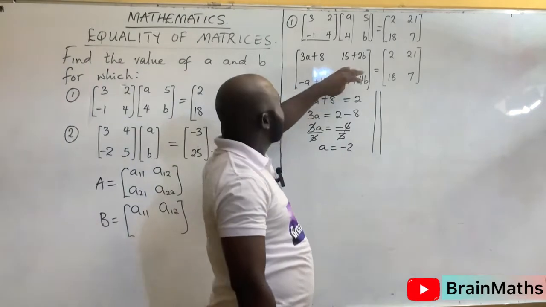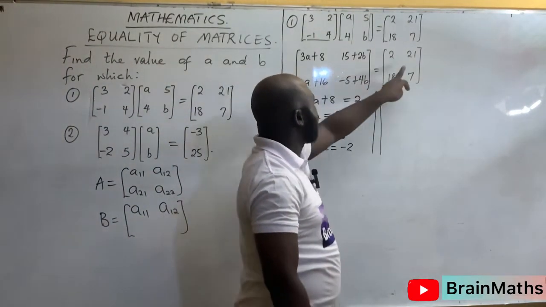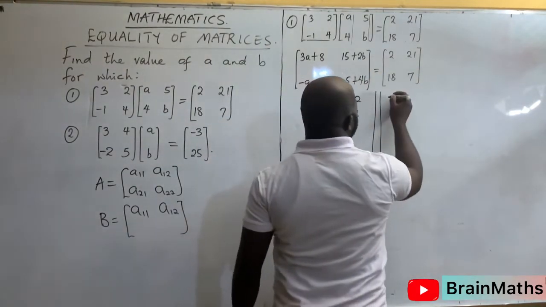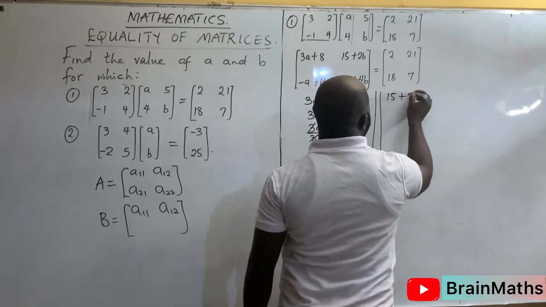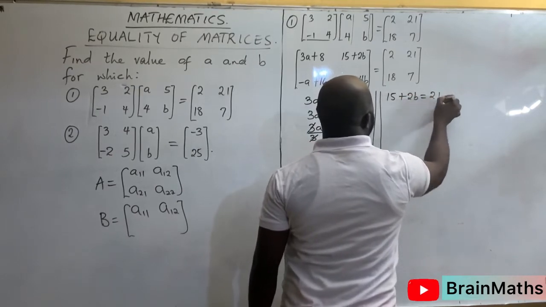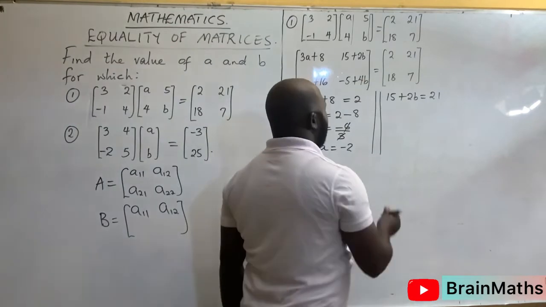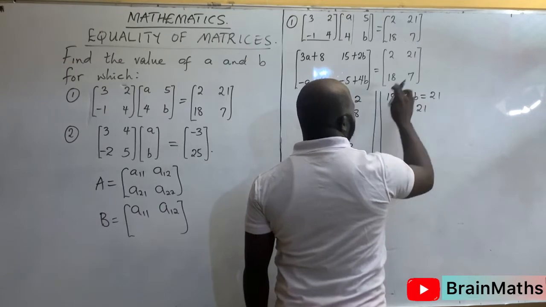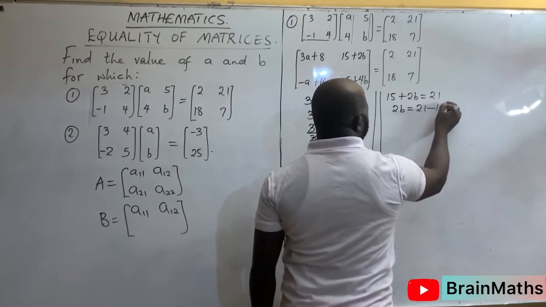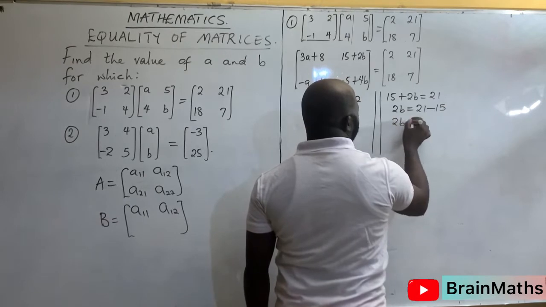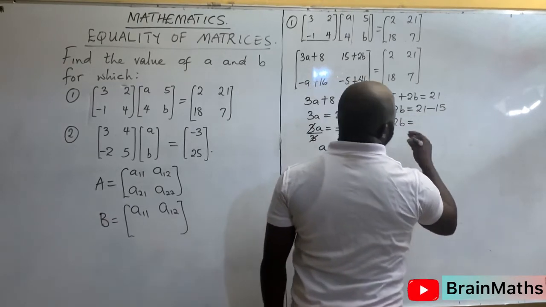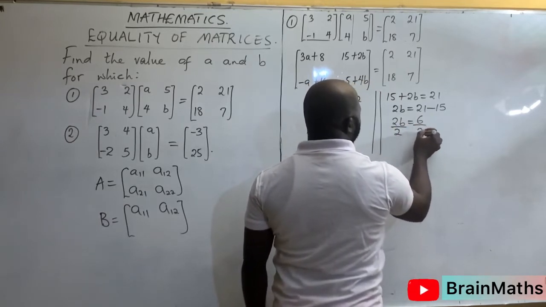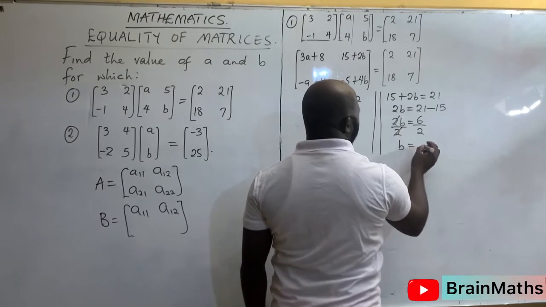Now look at the second one. This 15 plus 2B is corresponding to 21 on the other side. So take the two of them and equate them to get the value of B. We have 15 plus 2B equals 21. So collect like terms and solve. We have 2B equals 21. If 15 moves to the other side, it becomes -15. So we have 2B equals 21 minus 15, that is going to give us 6. Divide both sides by 2, which is the coefficient of B, and our B equals 3.